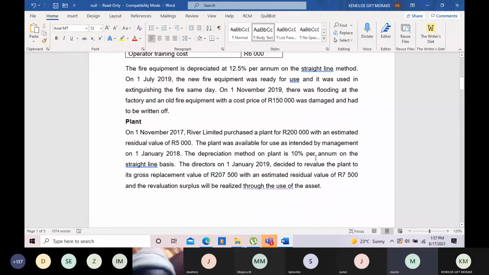Directors on the 1st of January 2019 decided to revalue the plant to its gross replacement value of 207,500 with an estimated residual value of 7,500. And the revaluation surplus will be realized through the use of the asset. Okay, we'll solve, starting with the gross replacement. So the gross replacement is the new cost of this plant. So pay attention on the solution now. I'm going to be explaining everything there.